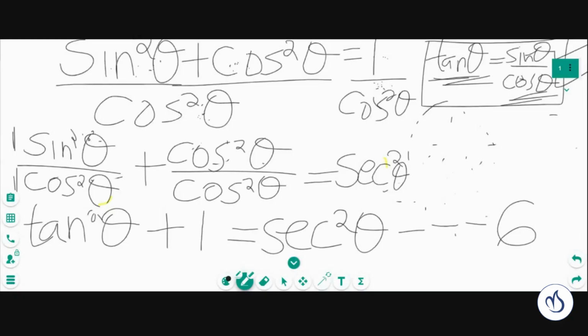So we need to have a relationship between almost everything. How does sine connect to cos? How does cos connect to tan? How does tan connect to sec? Yes, and this one gives us the connection between tan and sec.